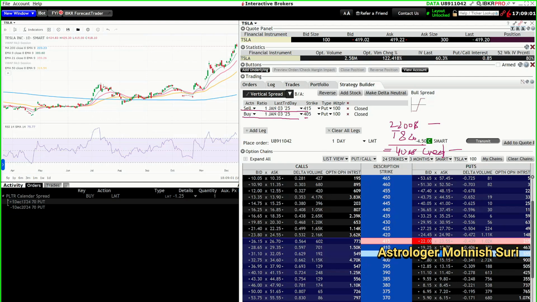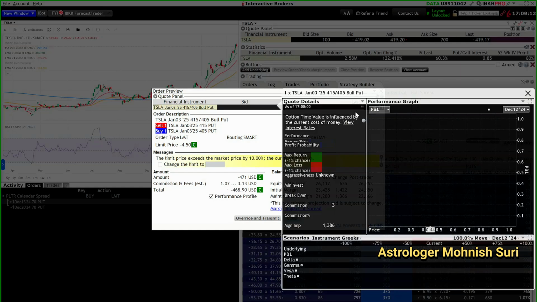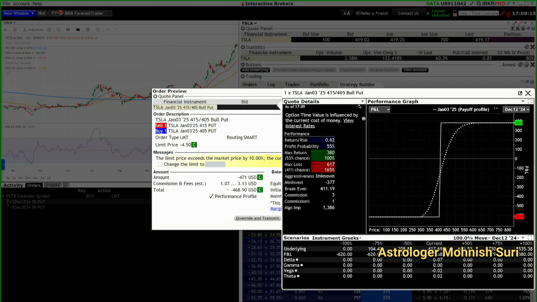Okay, when you execute this trade, now, what will be your risk and reward? You right click on this and check margin performance and profile. Click this particular option. And here you see that. So you can see very clearly, we are selling one. I'm going to highlight it here. This is we are selling and we are buying this one. Total money we are getting is 471 minus the commissions, 468 will be credited in our account.